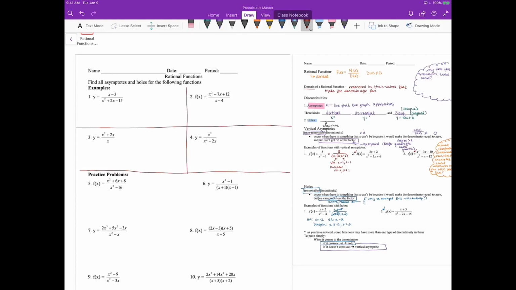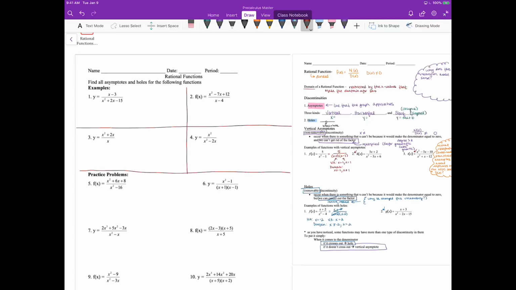For these functions, we want to get them into reduced form. And as we do that, we will identify key features about them. The key features are the ones that we identified in the last set of videos with these sets of notes. It would be the domain, the three different kinds of asymptotes, and the holes that would constitute the discontinuities.